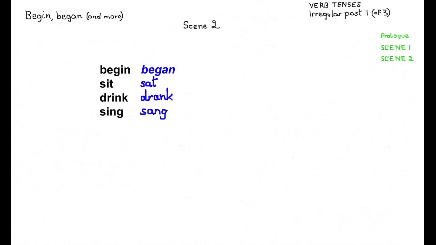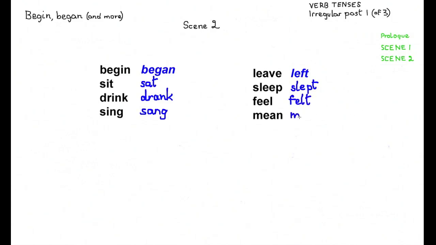Now let's move on to the next group, and here they are. Leave, left. Notice you've got a vowel change, E to E, and also there's a T sound on the end. So let me write them in. Sleep becomes slept, so you can guess that feel becomes felt. You notice the spelling changes too. Mean becomes meant. That's a bit of a funny one because there's no spelling change.